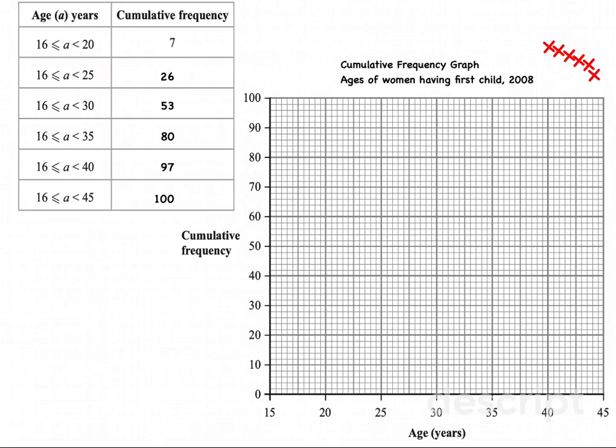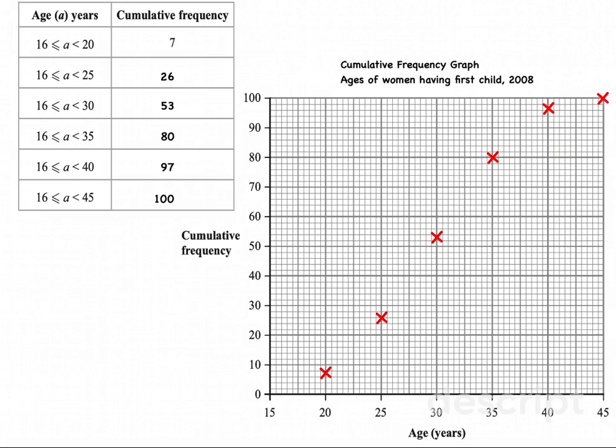So let's start plotting this on the graph. So when I reach 20, I need to go up to 7. When I reach 25 years, I need to go up to 26. When I reach 30, I need to go up to 53. When I reach 35, I need to go to 80. When I reach 40, I need to go to 97. And finally, my final point at the age of 45 will be 100. So I've plotted all those points.